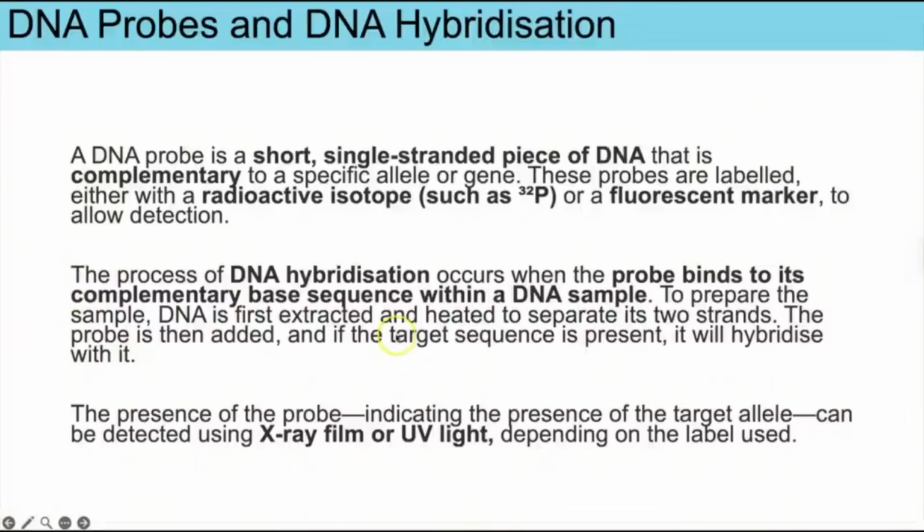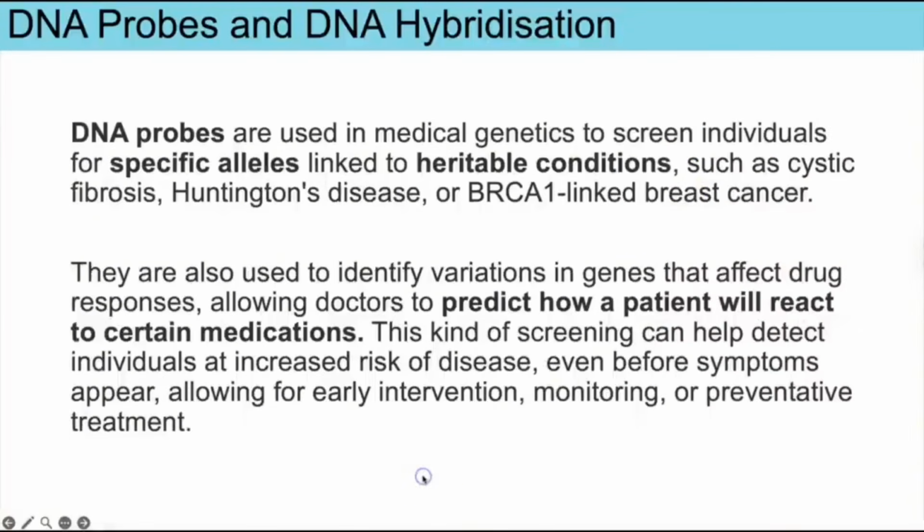The process of DNA hybridization occurs when a DNA probe binds to a complementary sequence of bases on a DNA sample. And to prepare the sample, the DNA is first extracted and heated so that it is separate strands. Then the probe is added so that it can bind and hybridize. And the point of doing this is you can then use the presence of that probe on a sequence of DNA to identify a target allele. And that's because if you've labelled it with a radioactive isotope, when you use X-ray film, it will be visualized, or if it's a fluorescent marker, it will visualize in UV light.